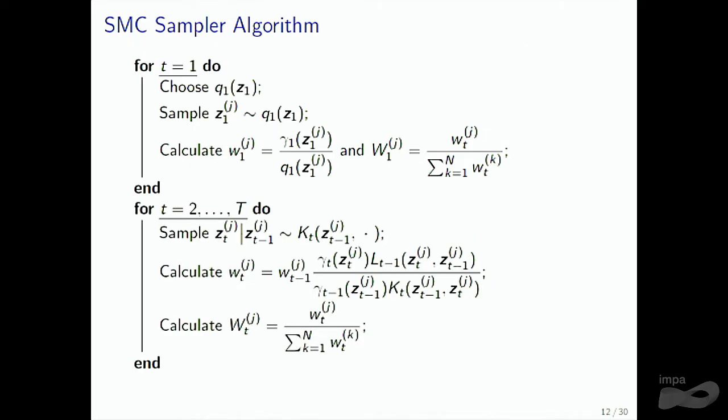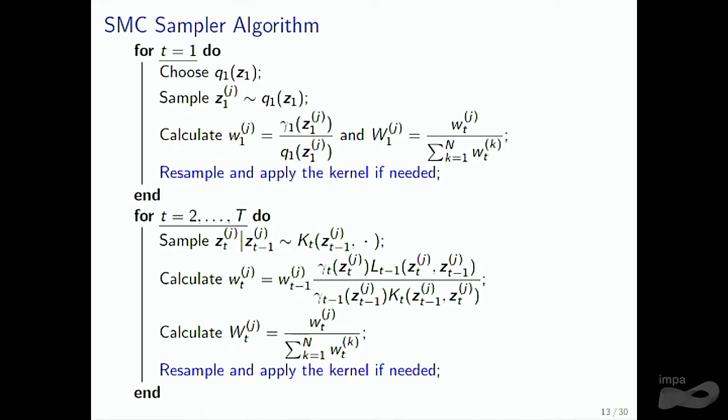So if you work out what the importance weights are, it looks like this. It now depends on these backward kernels that we define, the forward kernels, and the distributions we are targeting. Okay, so we can also include some resampling and this Markov kernel for the diversification.